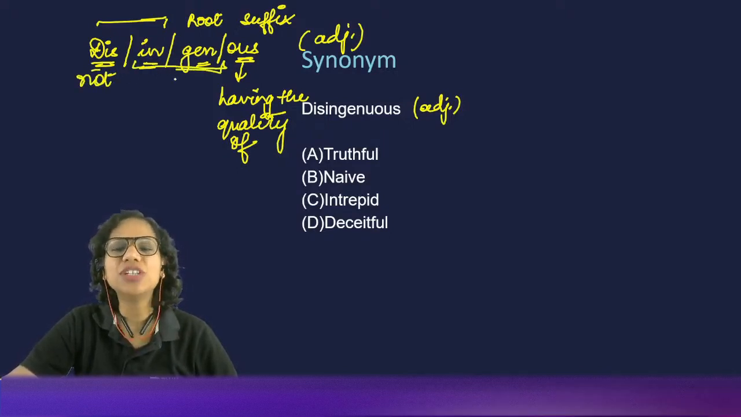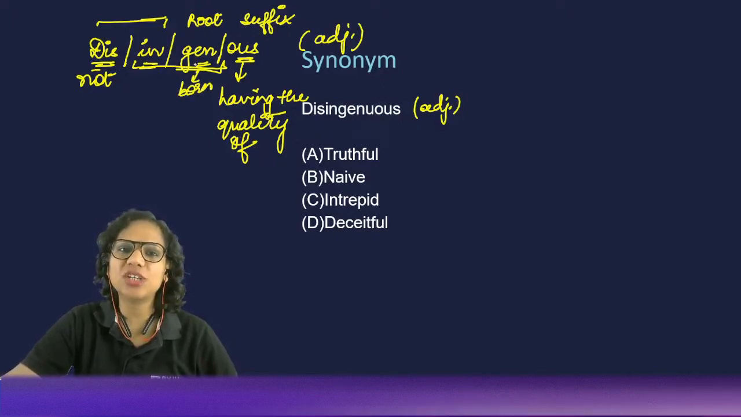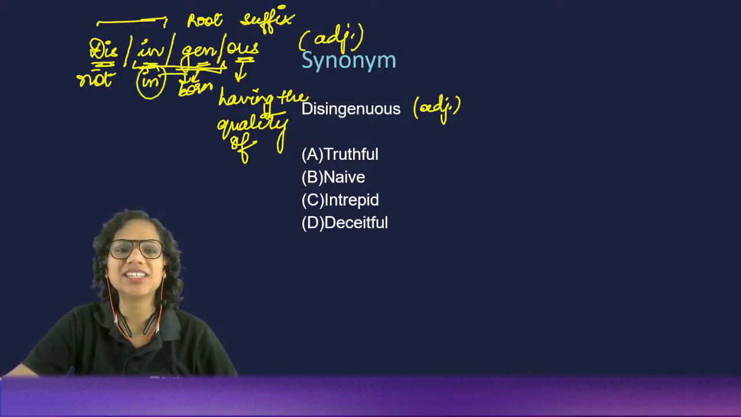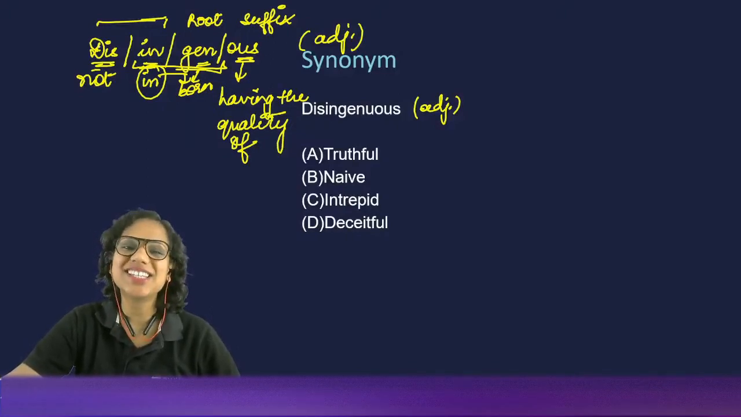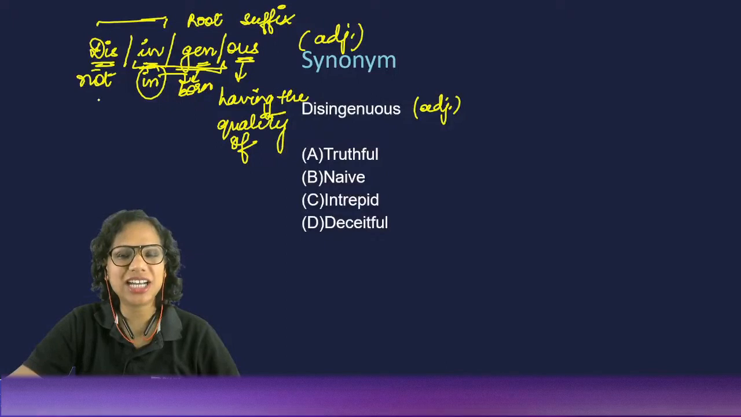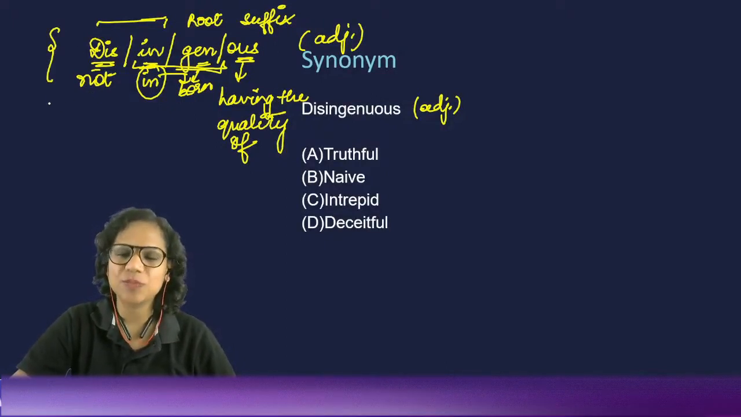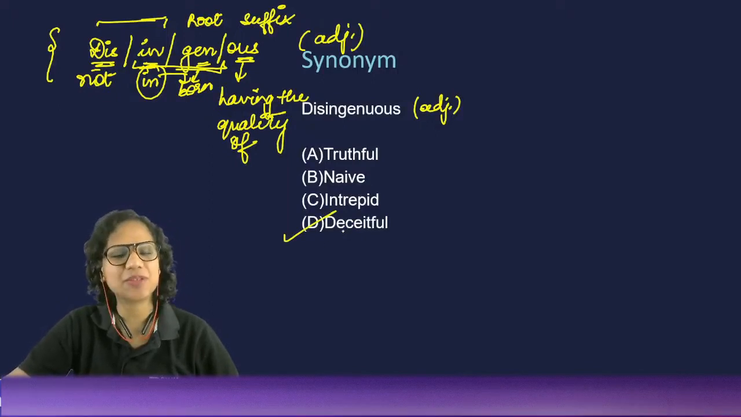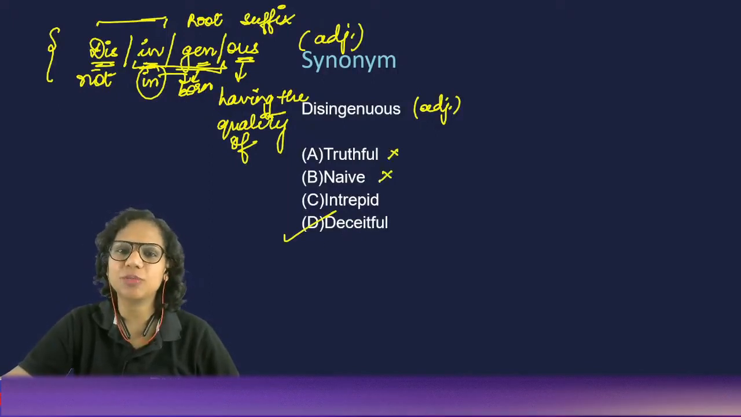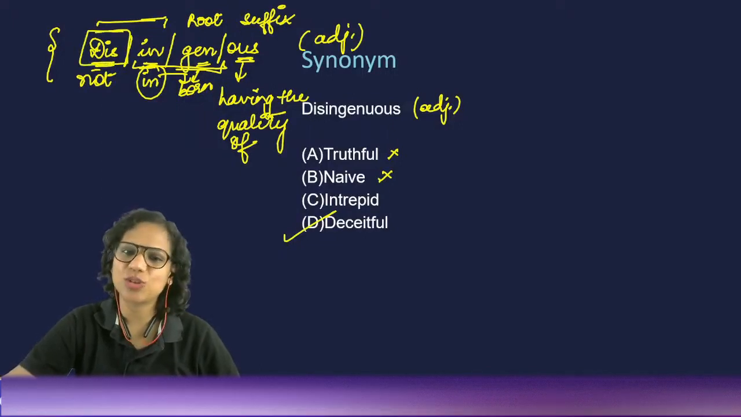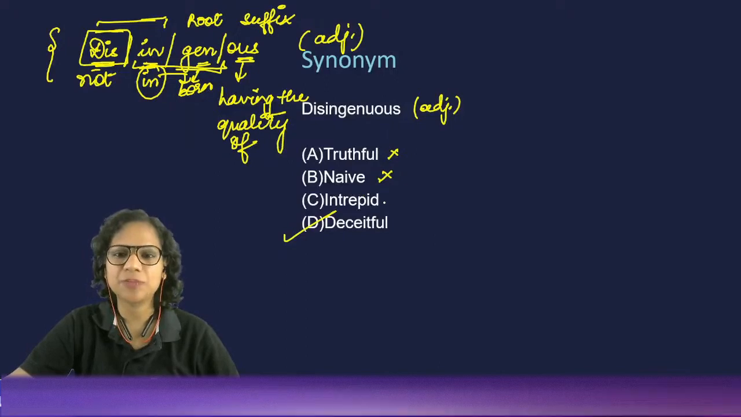Ingenuous means naive, ingenuous means innocent, gen means born. Ingenuous means as if this person was born yesterday, has come into this world yesterday only. So this person is so innocent, so naive. That is ingenuous. Disingenuous means this person is really cunning. This person is not innocent at all. This person can in fact deceive you. So deceitful is the answer, absolutely correct. Not A, not B. You have to pay attention to the prefix here. It's the opposite of ingenuous.